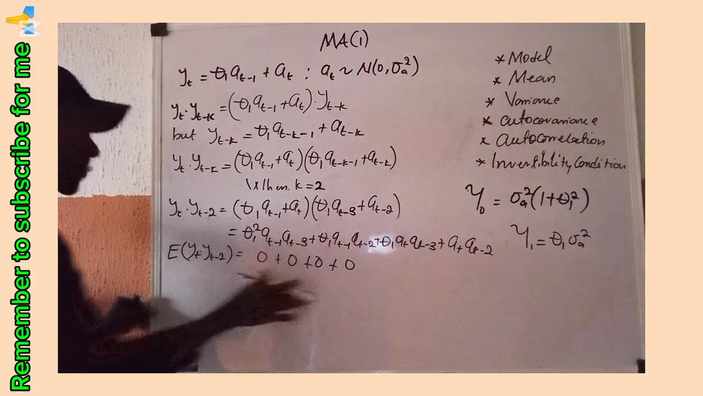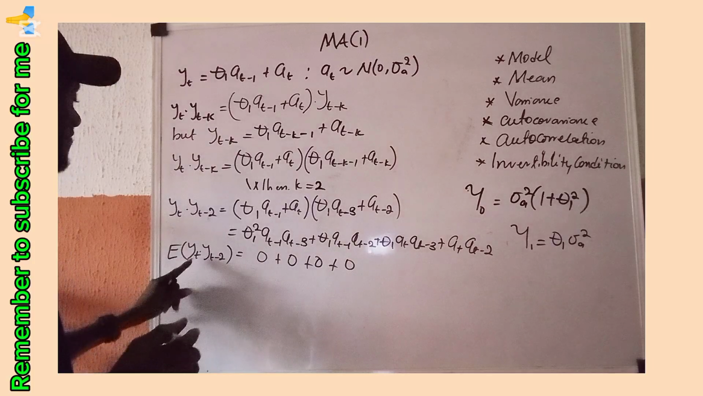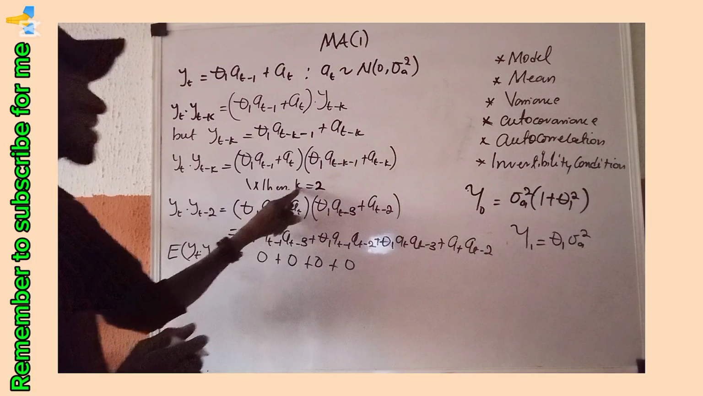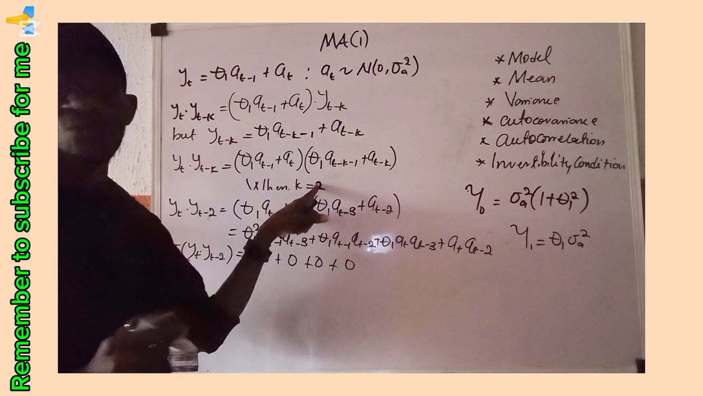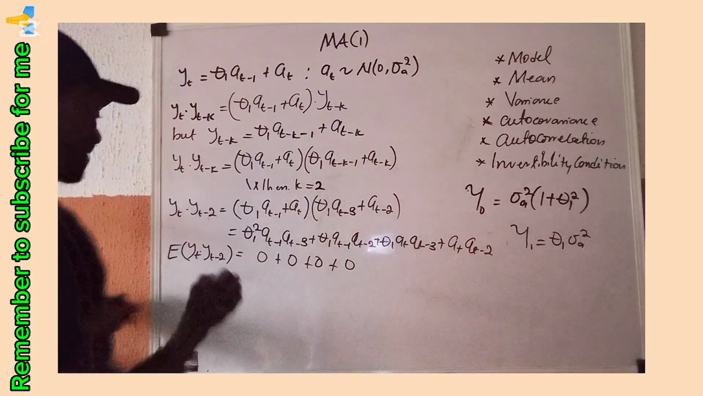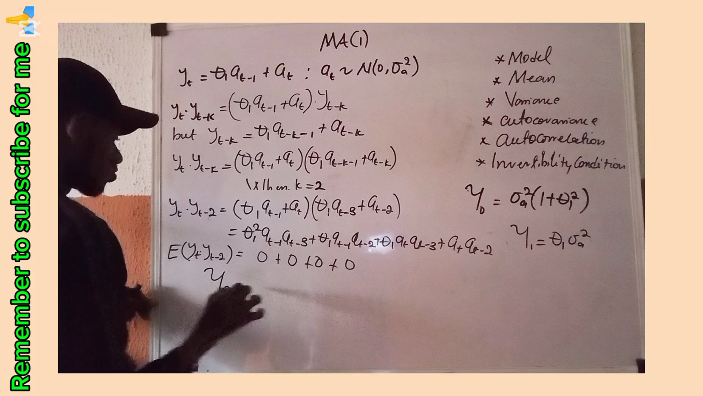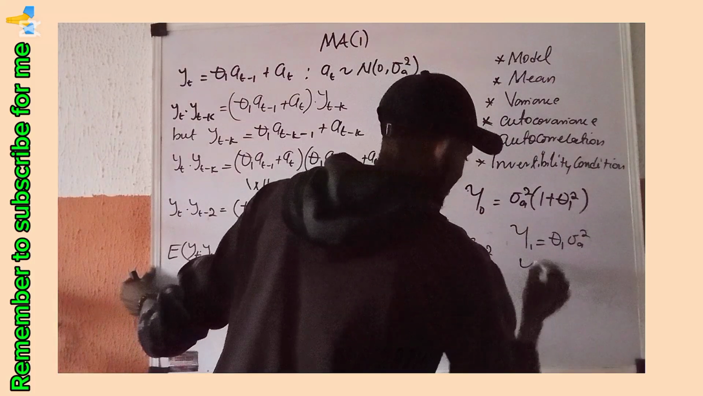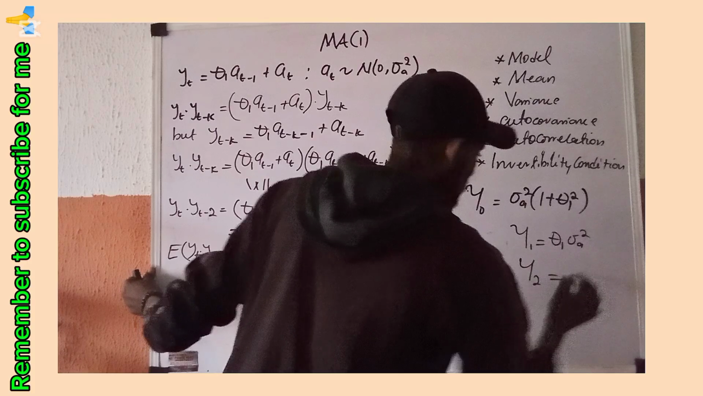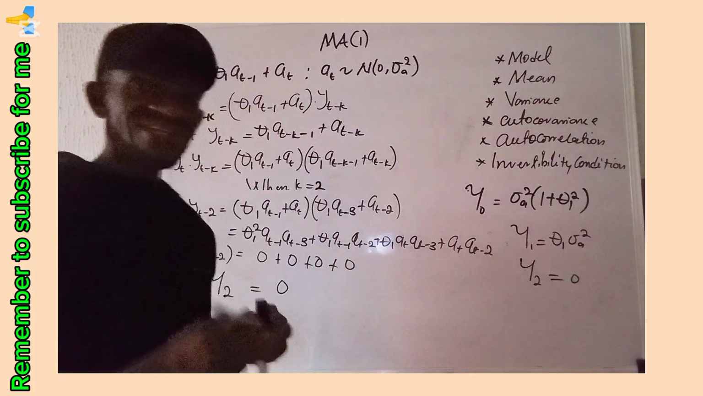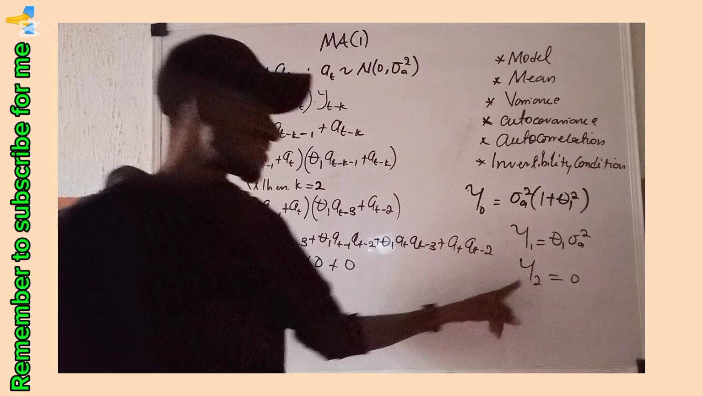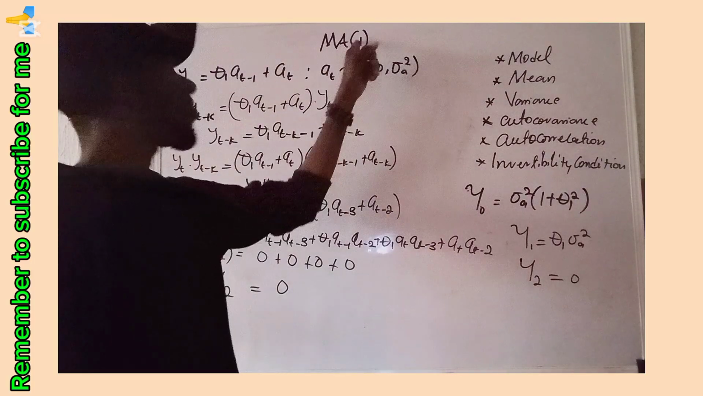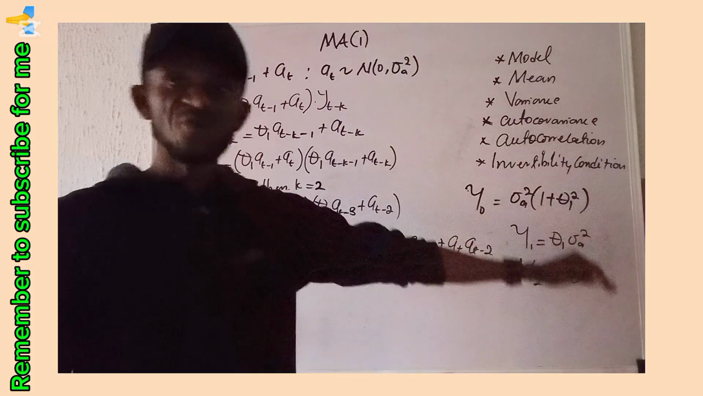And then, of course, you know that when you talk about the expected value of y of t and y of t minus 2, you are saying that k is equal to 2. We call it autocovariance at lag 2, written as gamma 2. So gamma 2 is equal to 0. What can we learn from this? That when the lag goes beyond the order of the model, the autocovariance becomes 0.